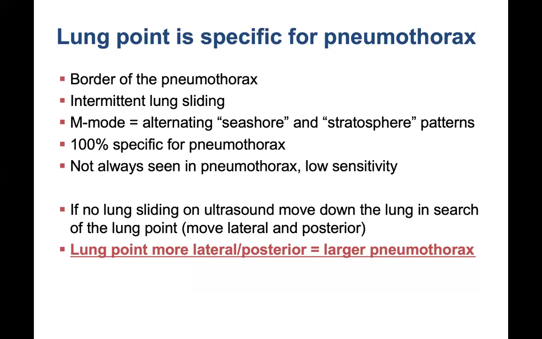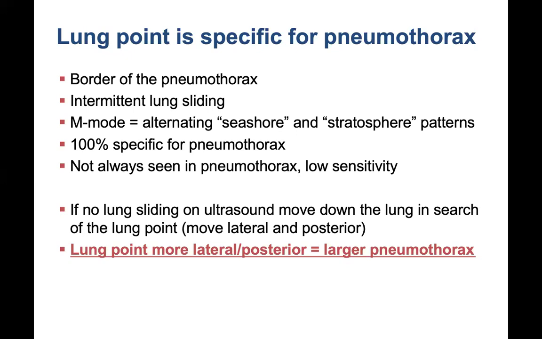So if I see no lung sliding on the ultrasound, I will move down the lung in search of the lung point. If I move down one rib space and now I see lung sliding, okay, maybe I have a pneumothorax, but it's small. It's certainly not a tension pneumothorax. It may or may not be clinically significant.